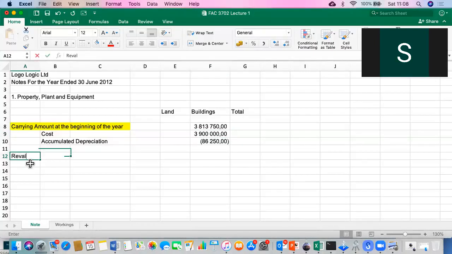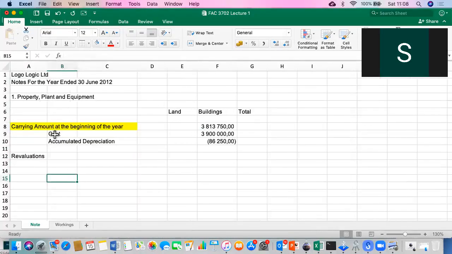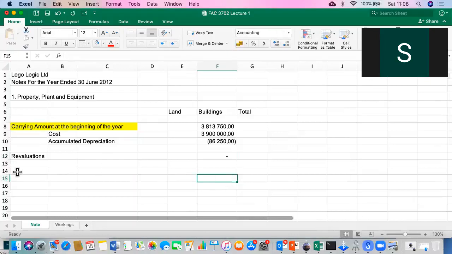If you have revaluations, then there'll be a revaluation line. But obviously, what did the policy say for buildings? It said for buildings, it's going to be the cost model. So there's going to be no revaluations on buildings. And I said up front, Unisa is not going to examine revaluations on buildings because they've said in their study guide that they won't examine revaluation on buildings. Okay.